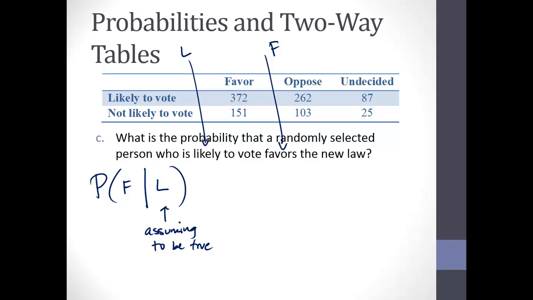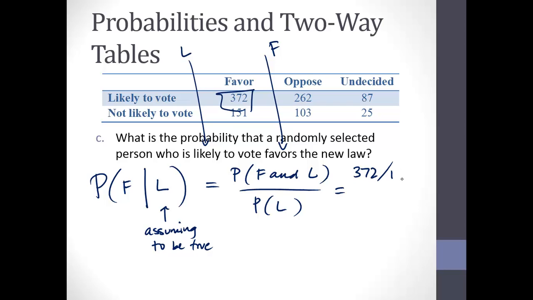And again, we have already reasoned through a question like this back in chapter 6, but let's again write out what our rules here tell us to do. So again, we know this is the probability of F and L. And then which probability goes on the bottom? L, exactly. So we want the probability out of those people who are likely to vote. So think about that as being our new denominator. So this is equal to the probability of F and L. We found that in part A. So that's 372 out of 1,000.